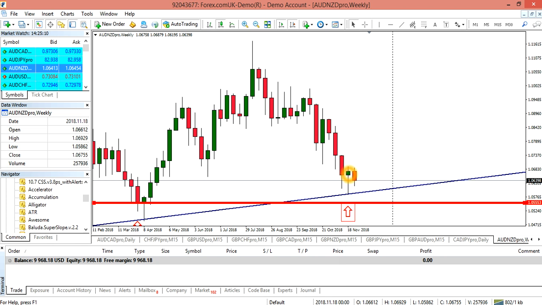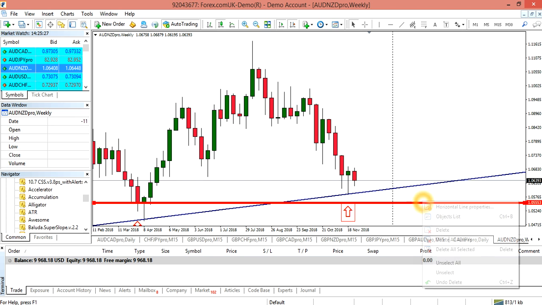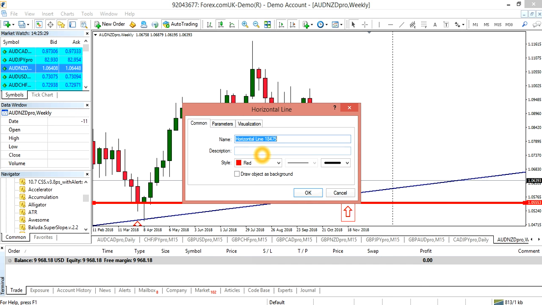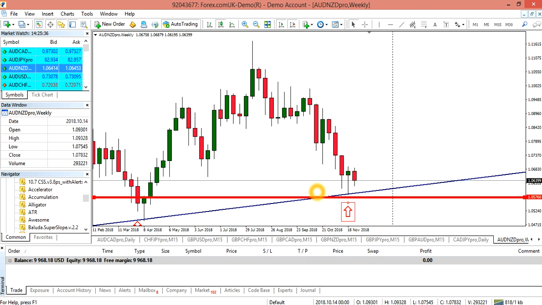is 1.0586. So I want to go lower than that. So let's say I am going to go 10 pips lower than that. So that will be 1.0576. So 1.0576 is where I'm going to put my stop. Okay, that is where my stop is going to be. So that is my stop.